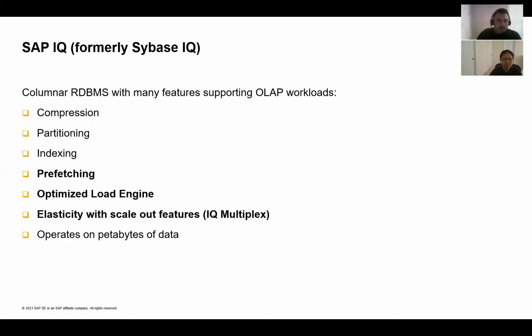The third feature that I'd like to focus on is elasticity of SAP IQ. SAP IQ has a distributed compute model over shared storage. Compute nodes can be easily and independently added to the system without changing the underlying storage system or the way data are partitioned. This mode of operation is called IQ multiplex.